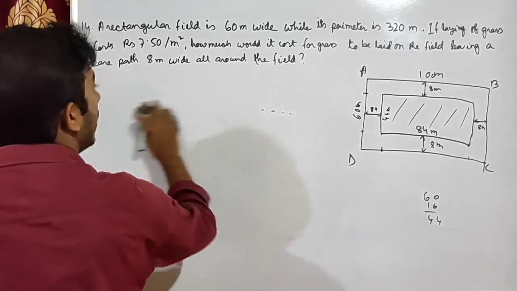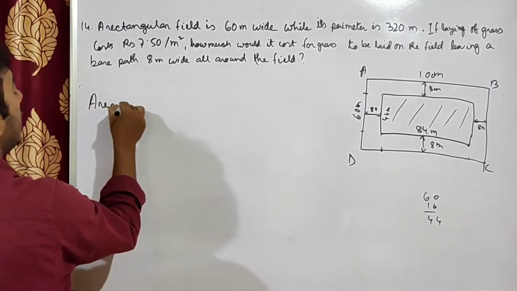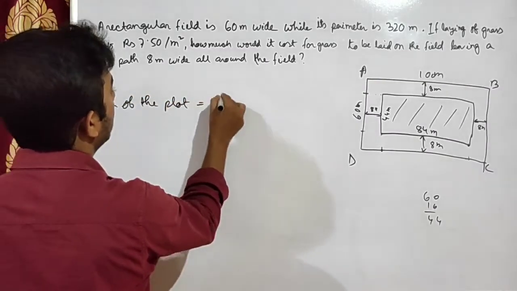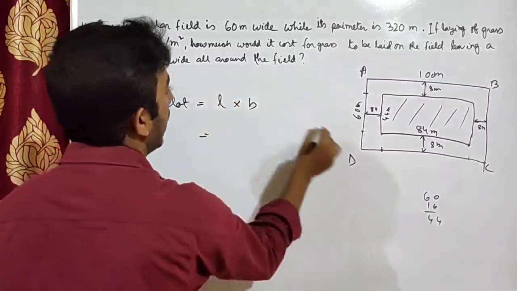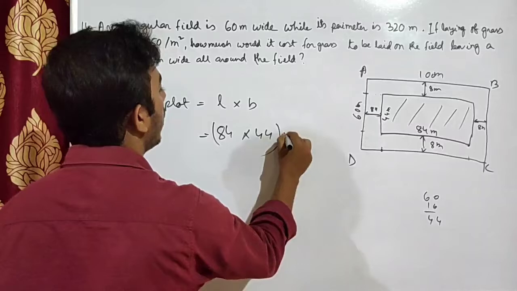So now, area of the plot where we want to put grass. So we write area of the plot. Area of the plot is what? Length into breadth, isn't it? Here length is 84. Breadth is 44. Unit will be what? Meter square.